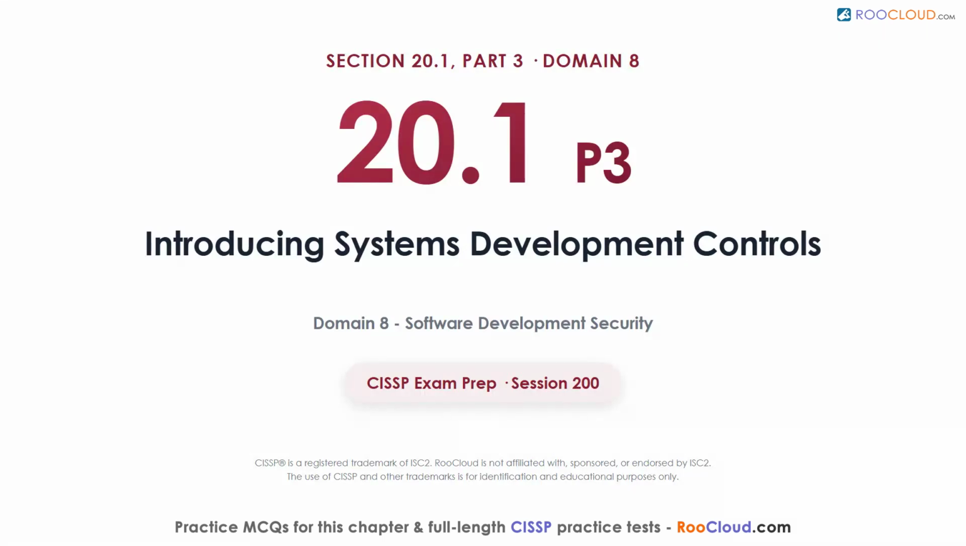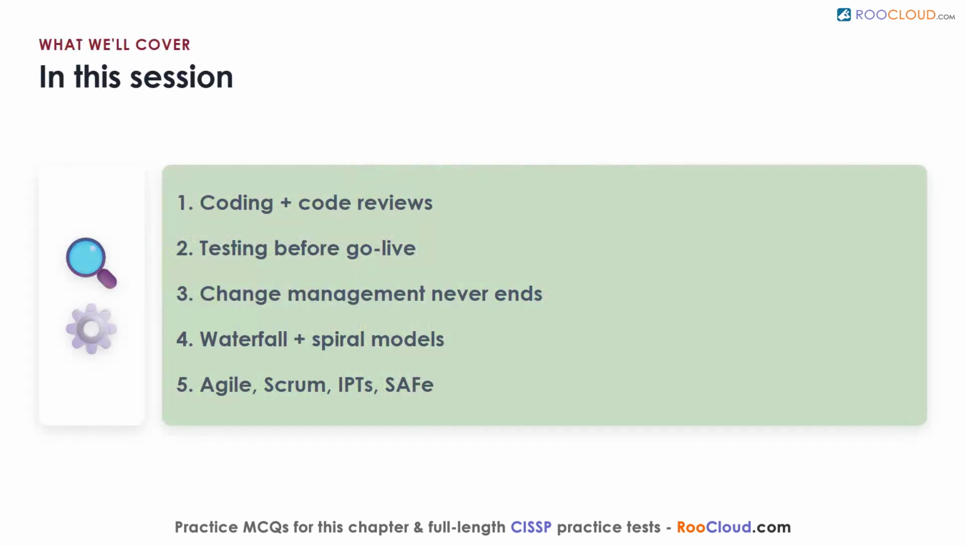Welcome to section 20.1, part 3. This is the 200th session of the CISSP exam prep series. This part carries the build forward from writing code through testing, maintenance, and the major lifecycle models. In this session, we'll walk the middle and later stretches of development and the models that shape them.